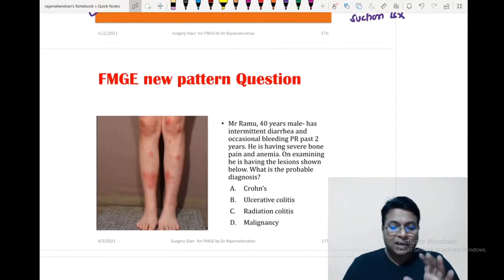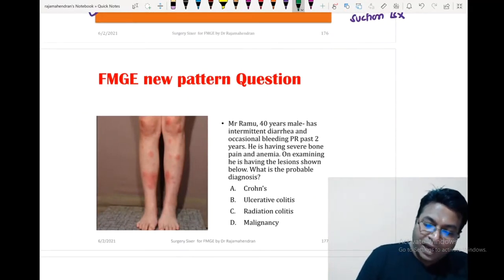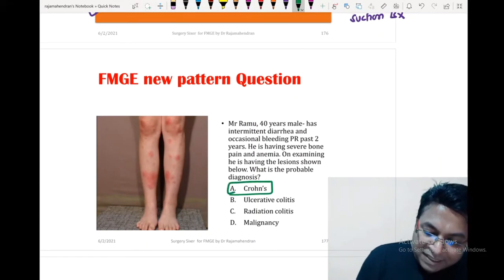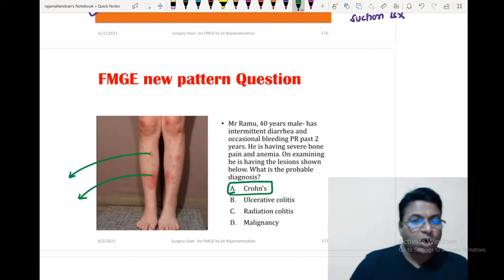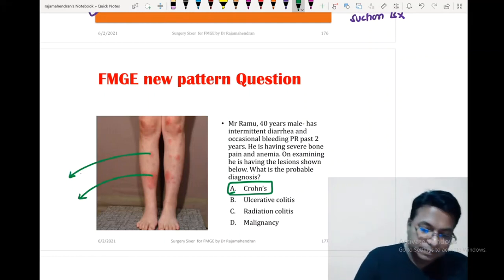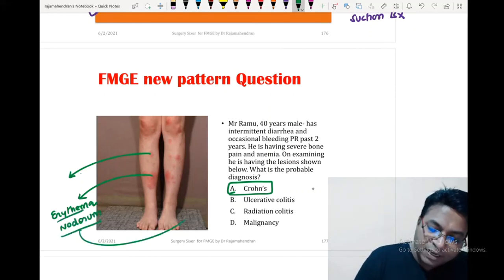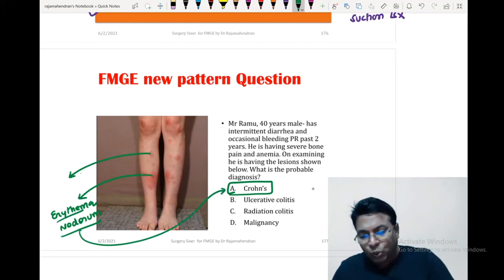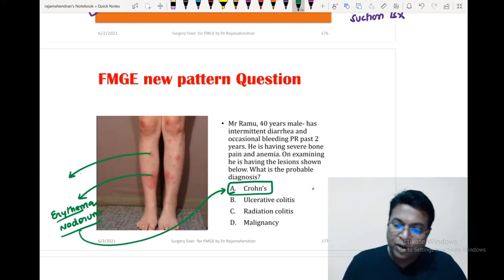So the next question is a classical question of AIIMS, but there is a catch point for you. I am telling you this is a case of Crohn's disease by seeing the image. What is the skin lesion? Seeing the skin lesion, I am telling this is Crohn's. They are known as erythema nodosum. It is a dermatology MCQ. Erythema nodosum can be seen in Crohn's. No need to read the theory, that is not for you. Erythema nodosum is seen in Crohn's disease. That's a question I want you to know.